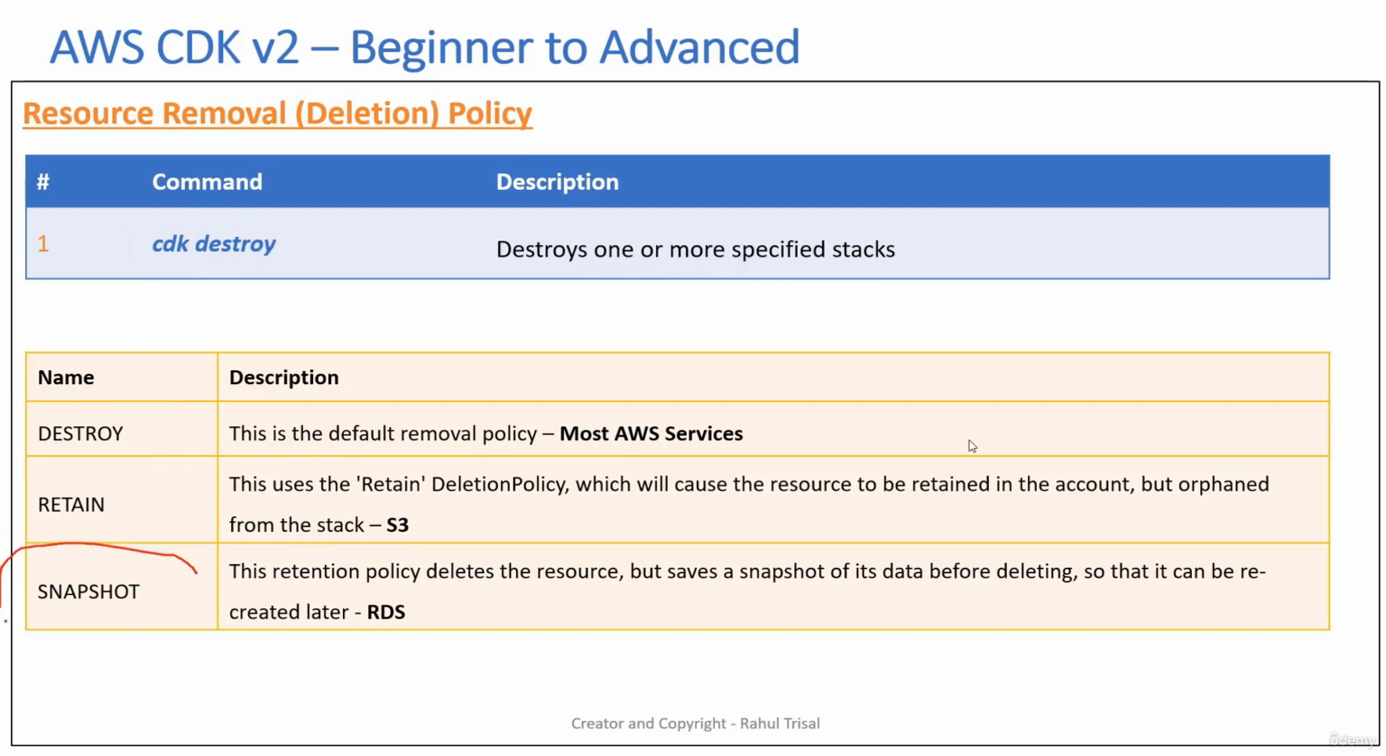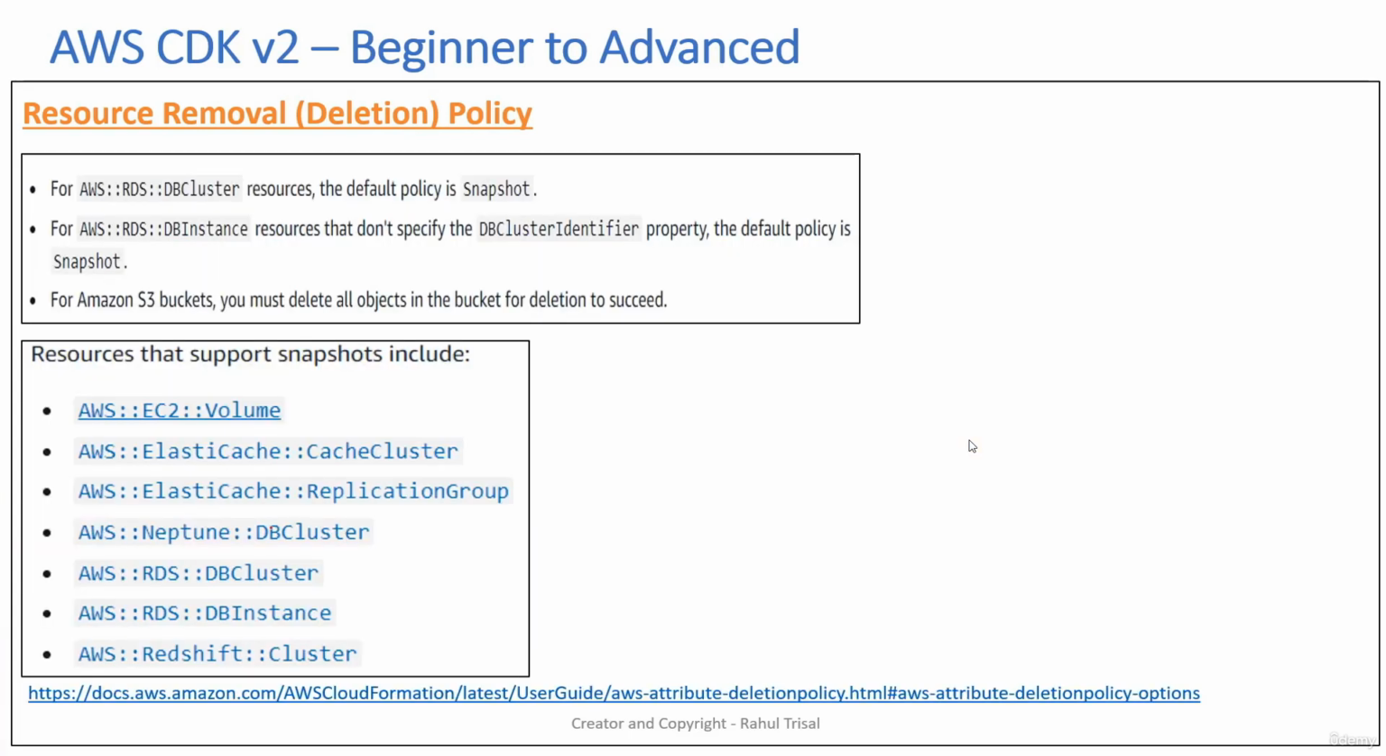And the third policy is snapshot. So this is prevalent in case of any kind of databases, especially RDS, where the resource is deleted, but the snapshot is taken. And if you look here, this is the policy from the CloudFormation. So you can see it supports snapshots for EC2 volumes, Elastic Cache, Neptune, RDS, and Redshift. So mainly for databases, the default removal policy is taking a snapshot.